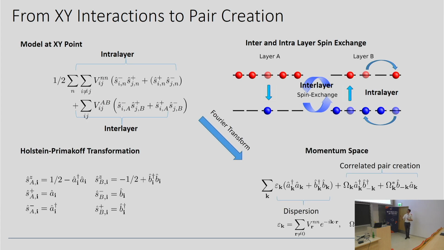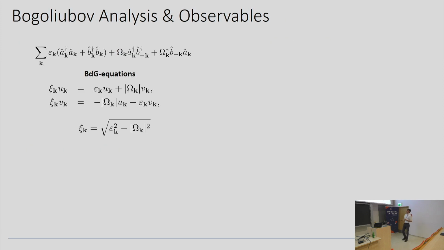And what I get is a Hamiltonian that I can write in momentum space, with excitations that can move. So the interlayer and intralayer terms will allow my excitations to move around due to the dipolar spin exchange. And I will again get pair creation, which happens in a correlated way, where I create k and minus k excitations in different layers. So now you have a nice quadratic Hamiltonian of bosons, which I can solve exactly.